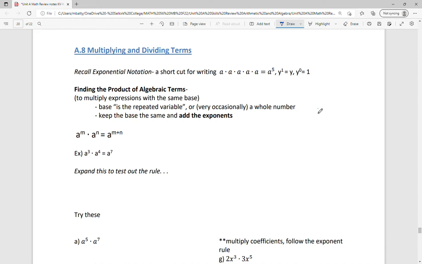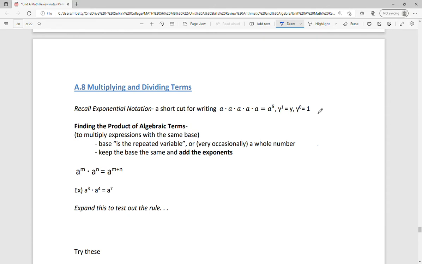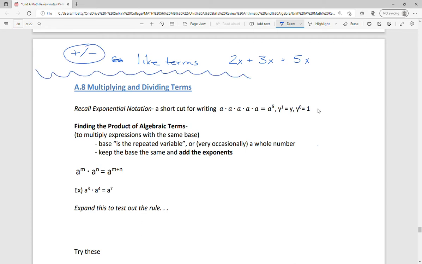So just want you to make sense of this, where in adding and subtracting, we were looking for common or like terms. And when we added that, the coefficients added together and the variable components stayed the same. So 2x plus 3x equaled 5x, right? This is adding and subtracting. We are now going to move on to the other family of operations, so multiplying and dividing.